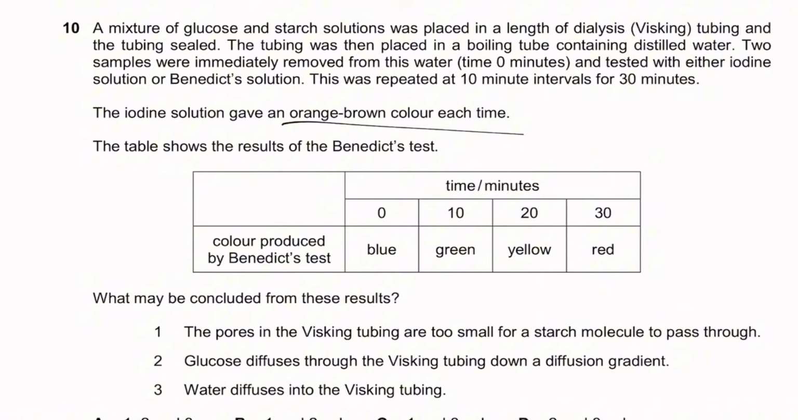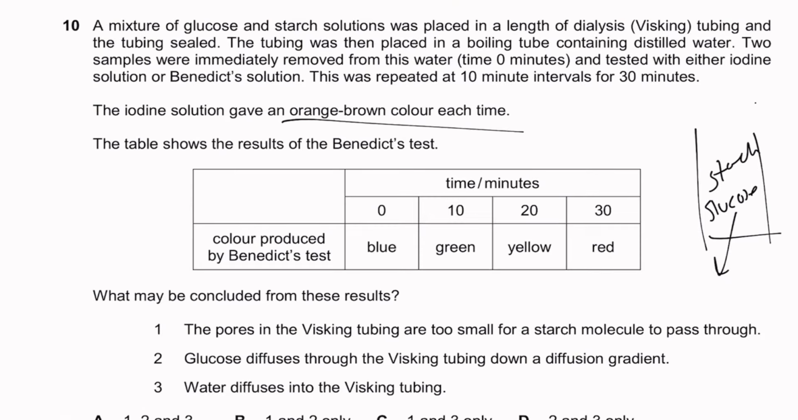There was no change because remember, if you have a dialysis tubing bag and it contains starch and glucose, glucose is capable of leaving the dialysis tubing bag, whereas starch is too large to leave. And so starch is going to stay inside and iodine is going to react with it, whereas glucose is going to leave and then it's going to react with Benedict's solution. So the table shows the results for Benedict's, and you can see how with time the concentration of glucose increases in the solution because you can see how the colors get more and more concentrated as glucose diffuses outside and starts to react with the Benedict's solution.